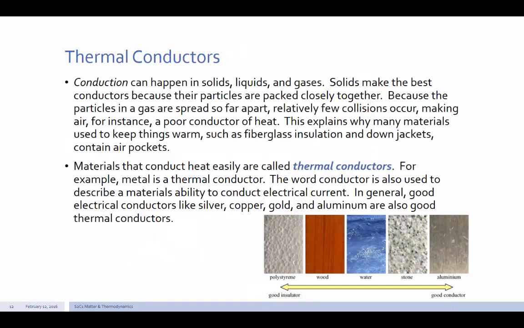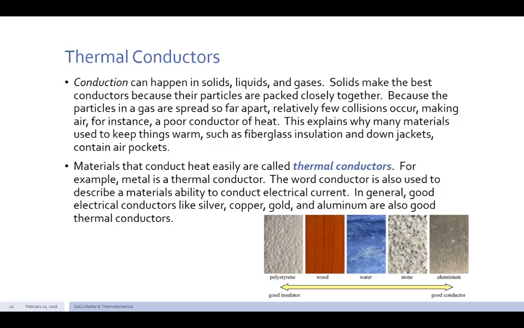Okay, so thermal conductors. Now, thermal conductors are materials that carry heat easily. So remember, conduction happens when a solid, liquid, or gas, but this is going to be through touching because they're so close together. Because the particles in a gas are spread apart, fewer collisions occur, making air, for instance, a really poor conductor of heat. This explains why many materials used to keep things warm, fiberglass insulation, down jackets, contain pockets of air because they don't transfer the energy from one area to another very easily.